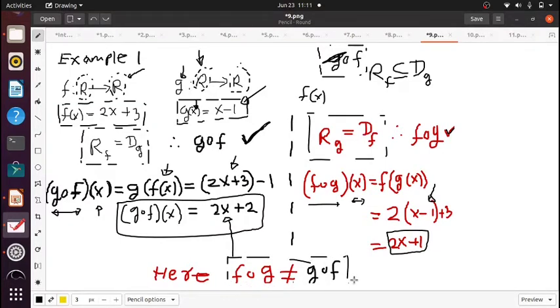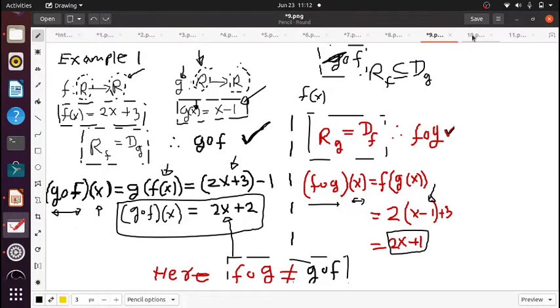So in general, for composite functions between two functions, if you change the order, they will not match with each other in general, but in special cases, very rarely, f by g will be equal to g by f.